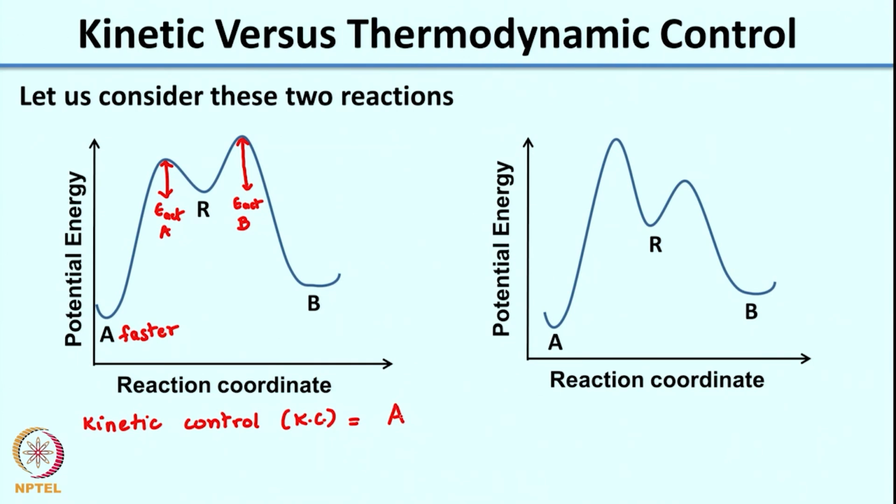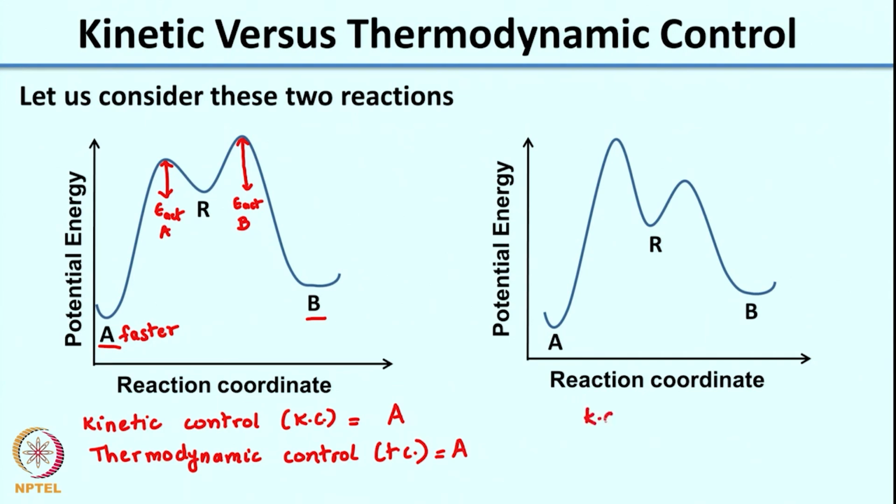Now, which is more stable? In this case, we compare the energy of A and the energy of B. Whatever is lower in energy is more stable. So, here which is lower in energy? It is A. So, under thermodynamic control, let us call it Tc, the major product will also be A. So, in this reaction, both kinetics as well as thermodynamics give you the same product. Now, let us look at the second case.